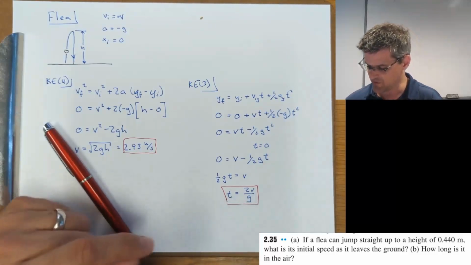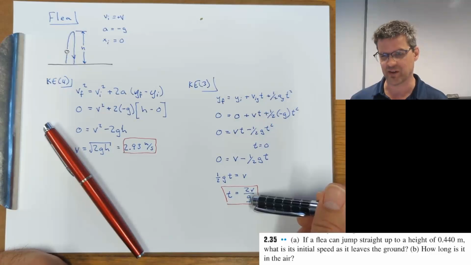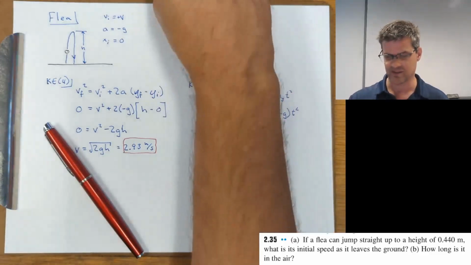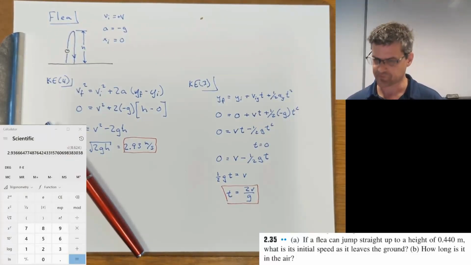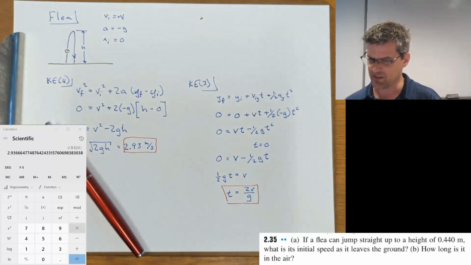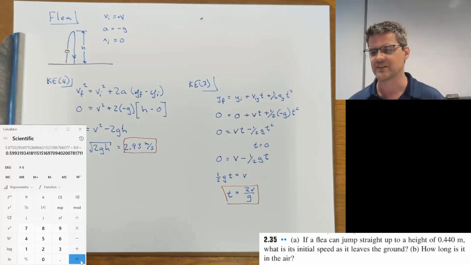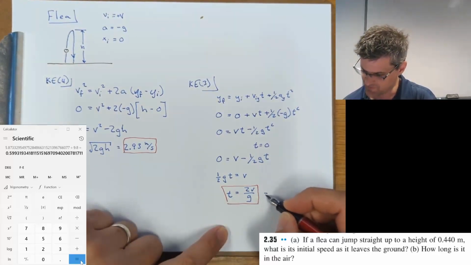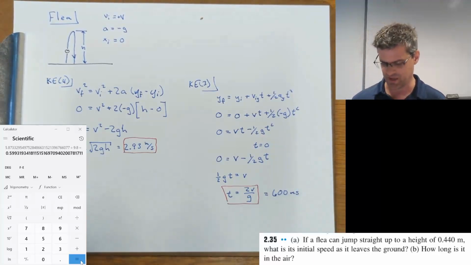Now, what are the units of this? This is meter per second divided by meter per second squared. This has units of seconds. We pull up our calculator. We've already got this v, so we multiply that v times 2, divide by 9.8. So it looks like about 600 milliseconds. A little more than half a second.